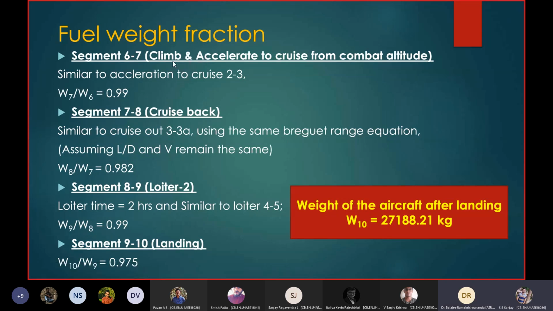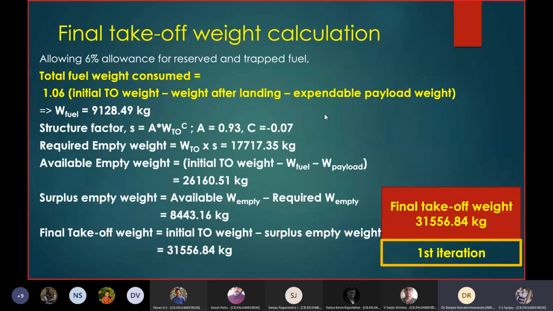This is followed by climb back to cruise altitude and cruise back, loiter and landing, using the same approach as for the first half. The final weight after landing comes out to be 27,188 kg. We have assumed an initial weight of 40,000 kg. Since I am also accounting for expendable payload weight, the total fuel weight consumed is given by this formula, and the 1.06 is because we are assuming a 6% allowance for reserved and trapped fuel.